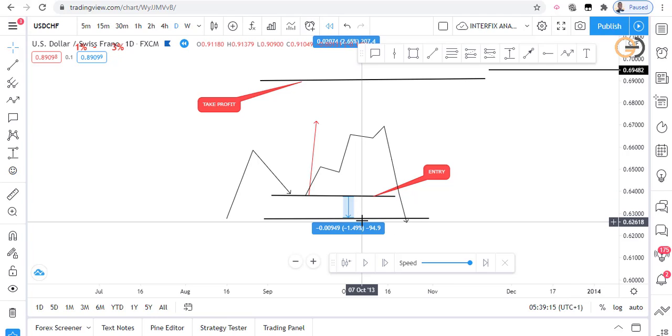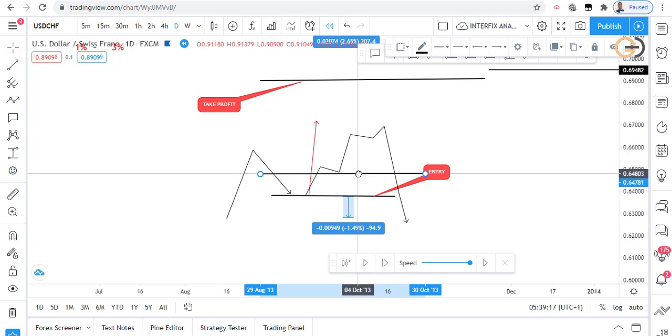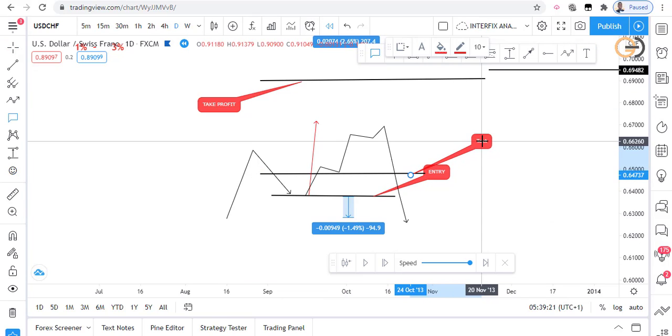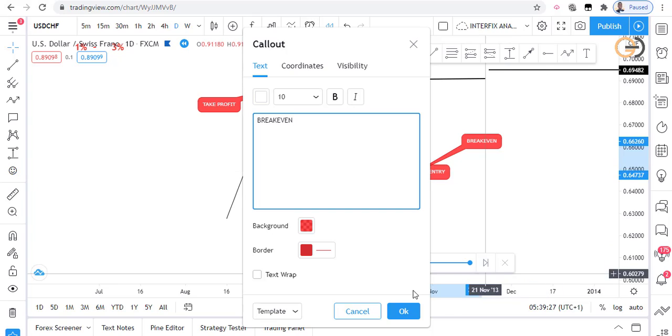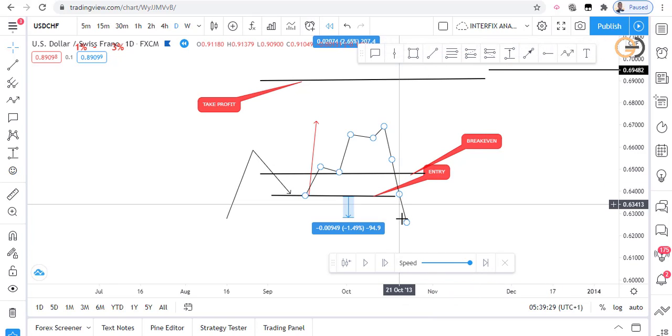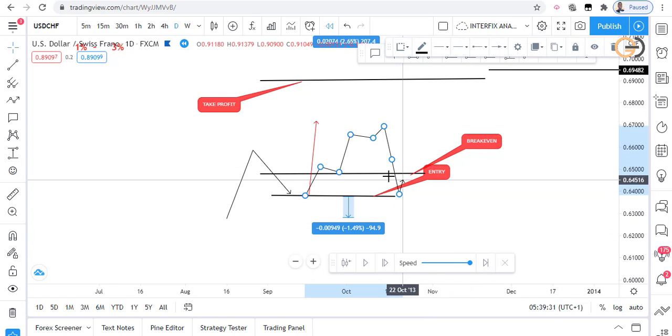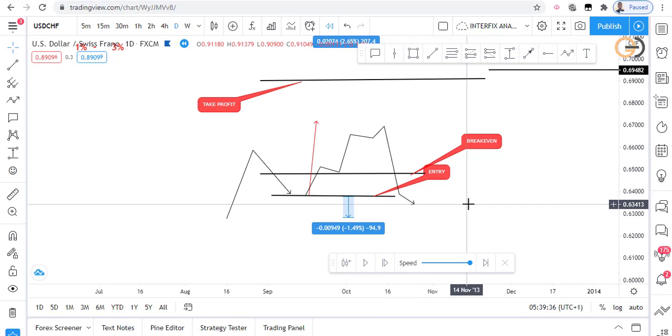You move this stop loss to your entry, and this is what we call break even. Don't forget this, break even. Okay, so in case the market reverses against you, you will at least end in small profit.